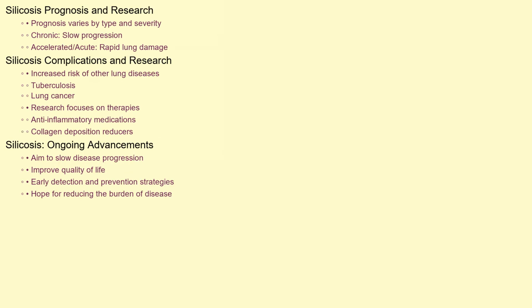The prognosis for silicosis varies depending on the type and severity of the disease. Chronic silicosis can progress slowly, while accelerated and acute silicosis can lead to more rapid lung damage and disability. Silicosis can increase the risk of other lung diseases, such as tuberculosis and lung cancer. Research is ongoing to explore potential therapies, including anti-inflammatory medications and drugs that can reduce collagen deposition, to slow the progression of the disease and improve the quality of life for individuals with silicosis. Ongoing advancements in early detection and prevention strategies offer hope for reducing the burden of this preventable lung disease.